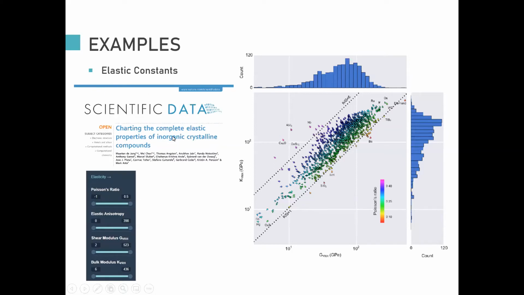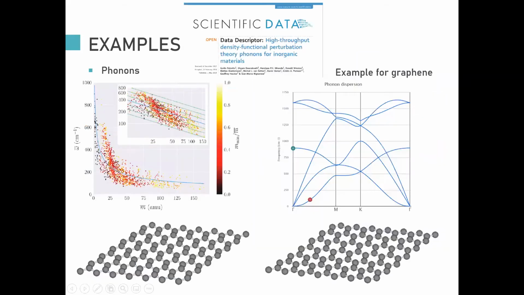A few examples that are also in the Materials Project. Elastic constants are being computed for all the inorganic crystalline compounds in the Materials Project. This takes more time than the normal electronic structure and relaxation that is already there, but still there's probably a couple thousand materials for which the elastic constants have been computed for the Materials Project at this stage.